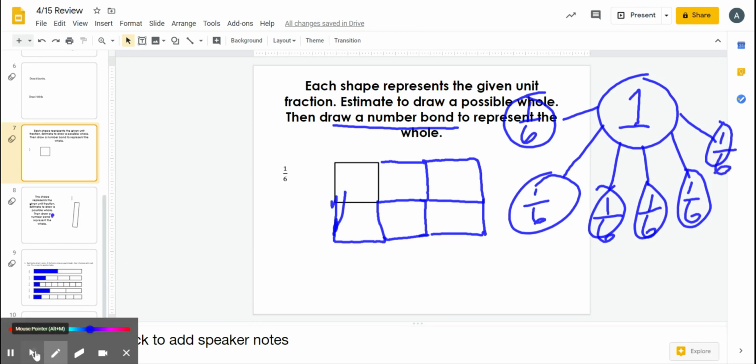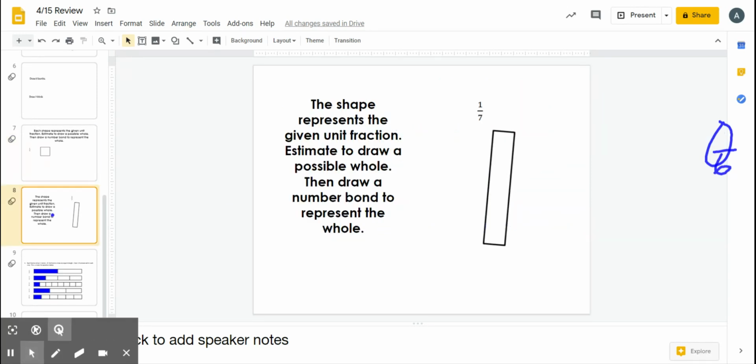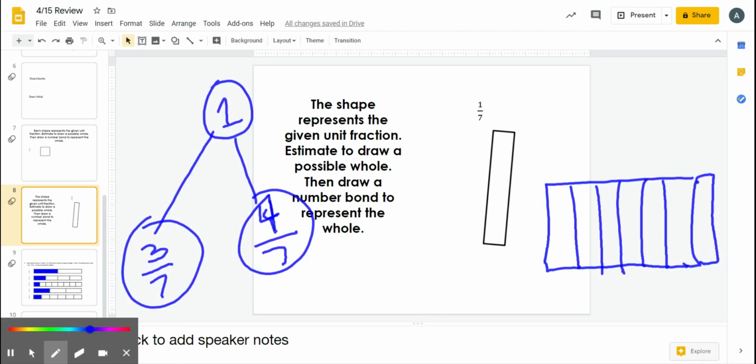Now, on your paper, you're going to do this one on your own. Just like we did before, you're going to draw the shape. Each one of the parts is 1/7, and then draw a number bond. Do that now. So on your paper, you should have something like this. You should have a shape where each one of the pieces is 1/7.